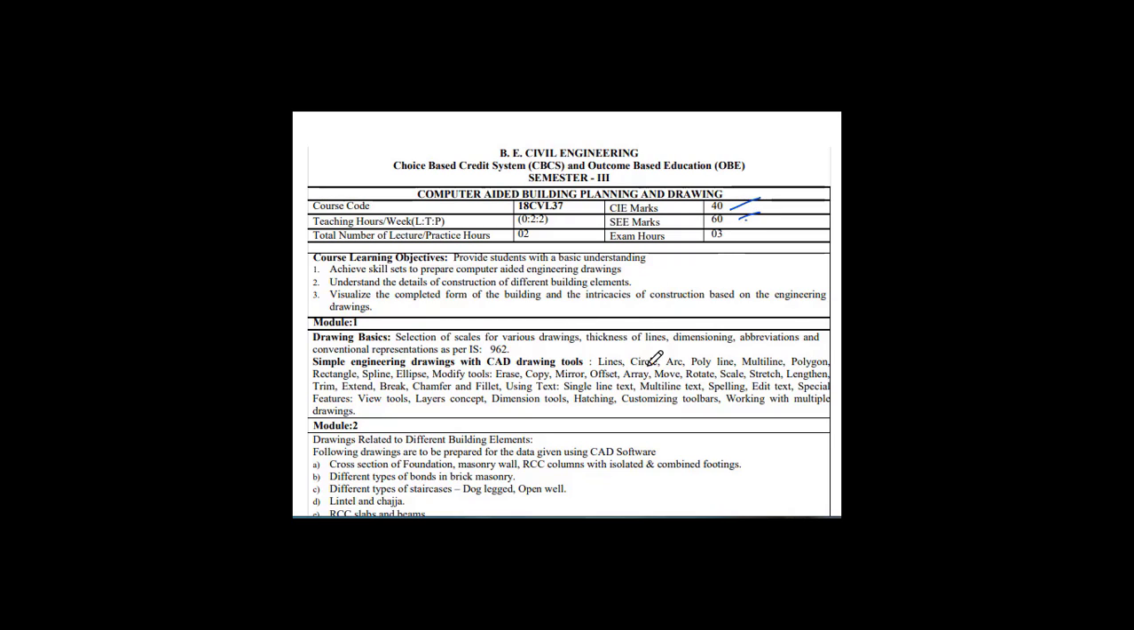Now let us discuss the course objectives which we are going to achieve by the end of this semester. The first one is to achieve the skill set to prepare computer aided engineering drawings. We are going to learn a software, that is computer aided design software. By utilizing that knowledge, we will draw various drawings concerned with engineering. We will be able to draw various engineering drawings.